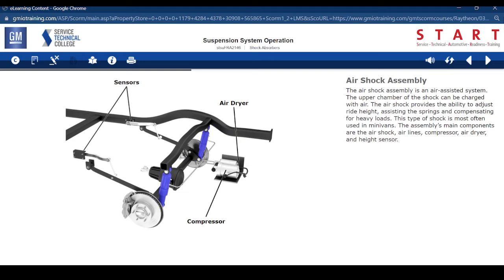The air shock assembly is an air assisted system. The upper chamber of the shock can be charged with air. The air shock provides the ability to adjust ride height, assisting the springs and compensating for heavy loads. This type of shock is most often used in minivans. The assembly's main components are the air shock, air lines, compressor, air dryer, and height sensor.